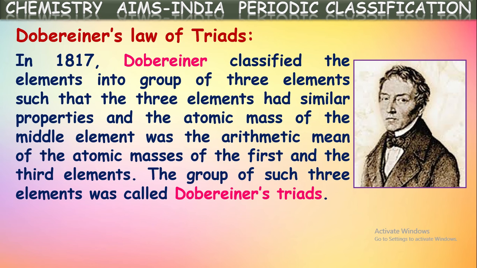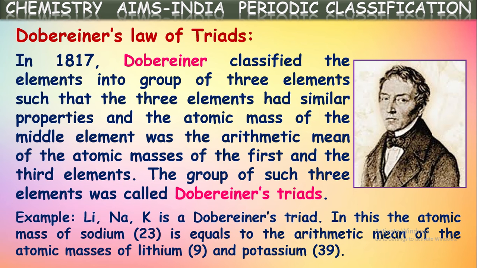Okay, for example, lithium, sodium, potassium is a Dobereiner's triad. In this, these three are written in increasing order of their atomic masses, because the lithium atomic mass is 7, whereas for sodium it is 23, and for potassium it is 39.